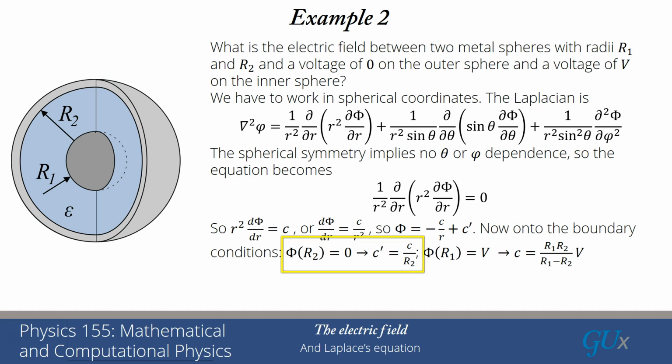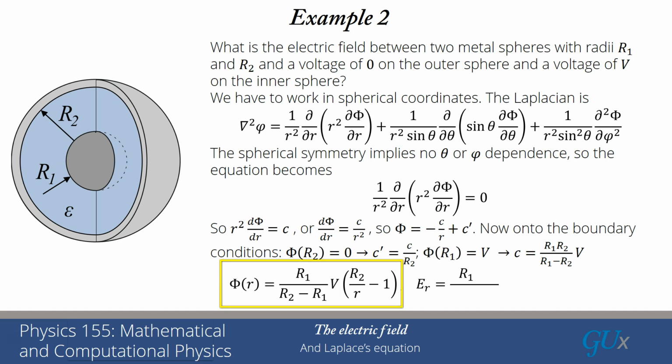Phi evaluated at the outer radius, r2, is equal to 0. That tells us c prime is equal to c over r2. Phi of r1 is equal to V. You need to work out this algebra. It's just a couple of lines to find that c is equal to r1 r2 over r1 minus r2 times V. We put this together and we find phi of r is equal to r1 over r2 minus r1 V multiplied by r2 over r minus 1.